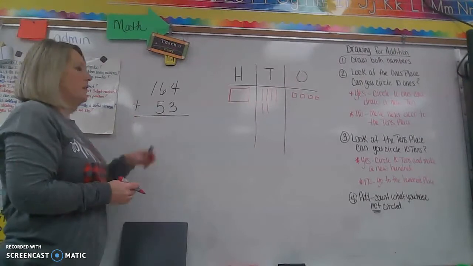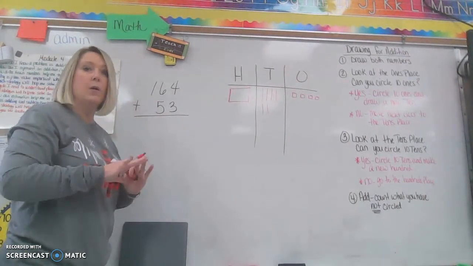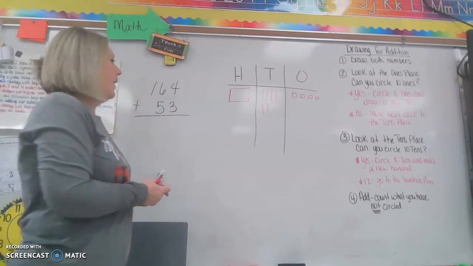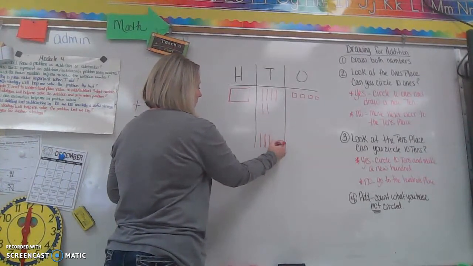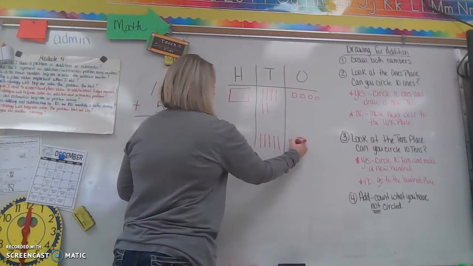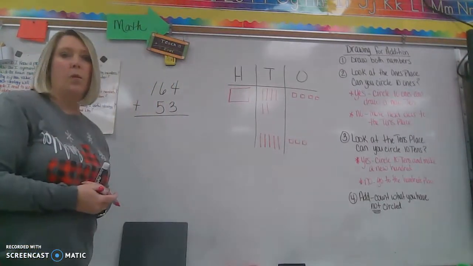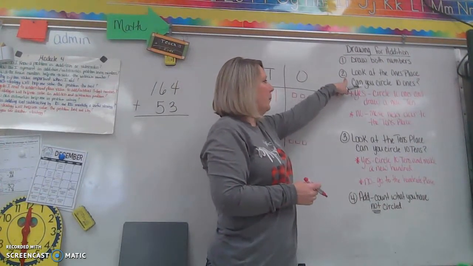Okay, the second number is 53. Remember, we want to put that underneath our first drawing. We want to keep the two numbers separated. It's a lot easier that way. So I'm going to draw 5 tens and 3 ones. All right, so there's step number 1.